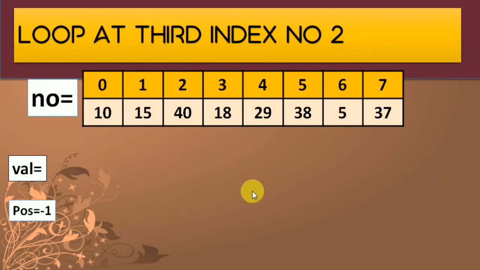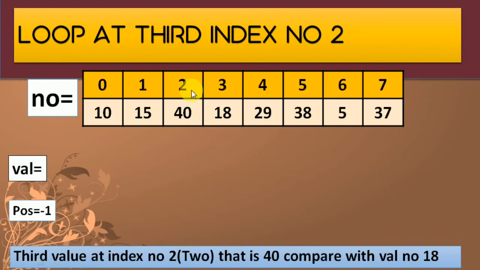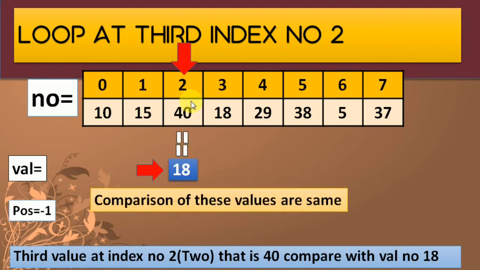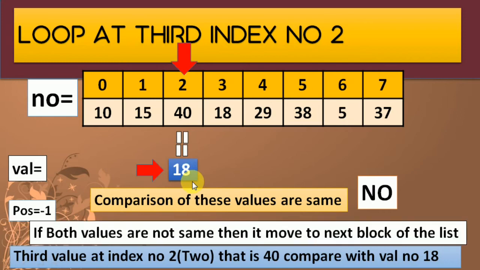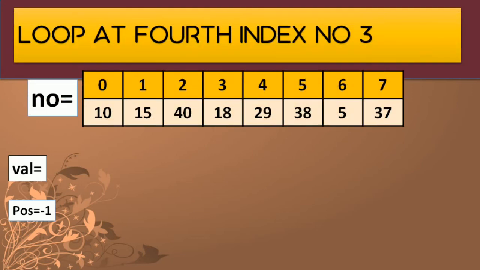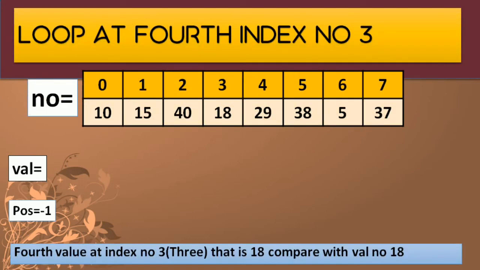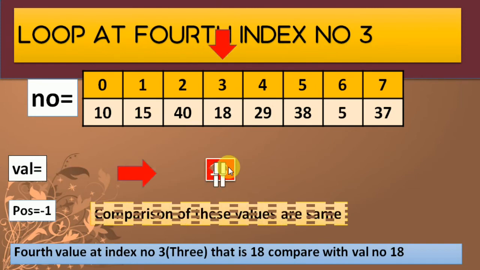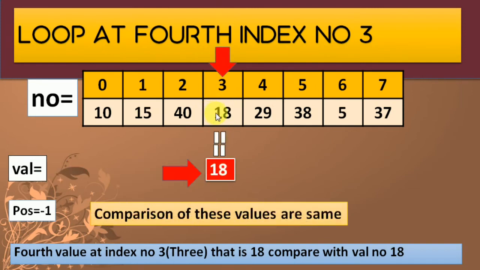Now it will reach the second index value, and again the comparison is done between 18 and 40. But the values are not the same. Again it will say no. Now the values are not the same, so it will move to the next number. And what is that number? Number 3. And what is that value? 18. Is 18 equal to 18? It will say yes.